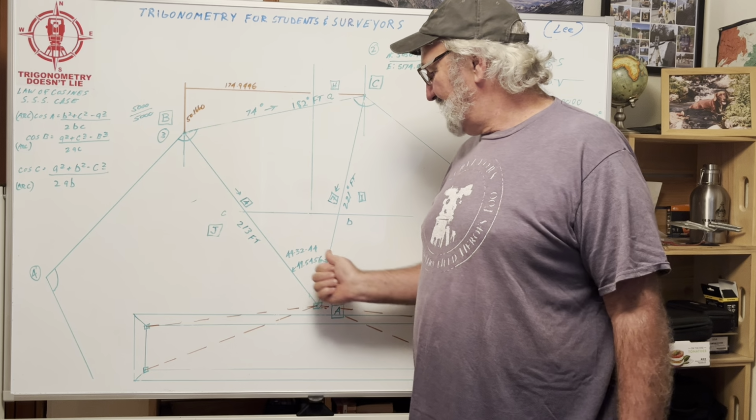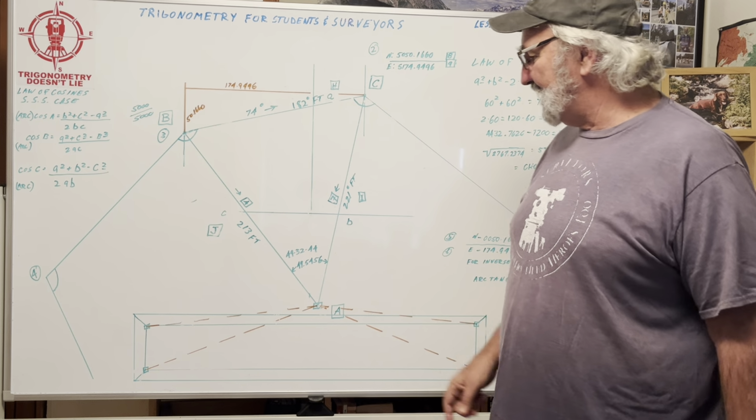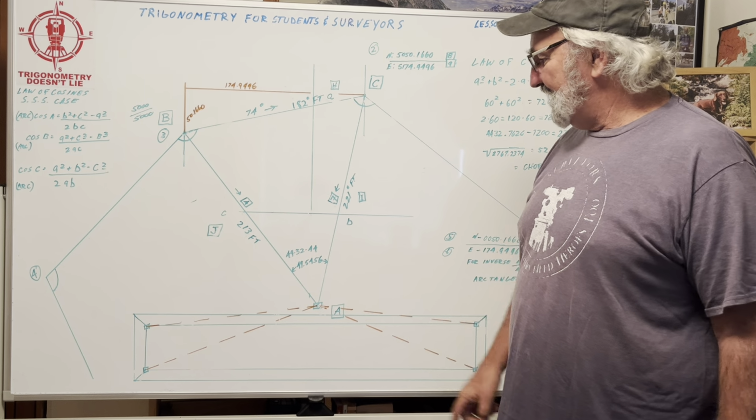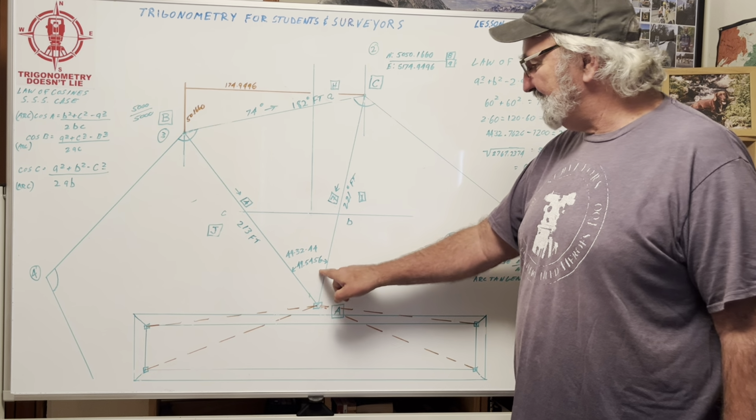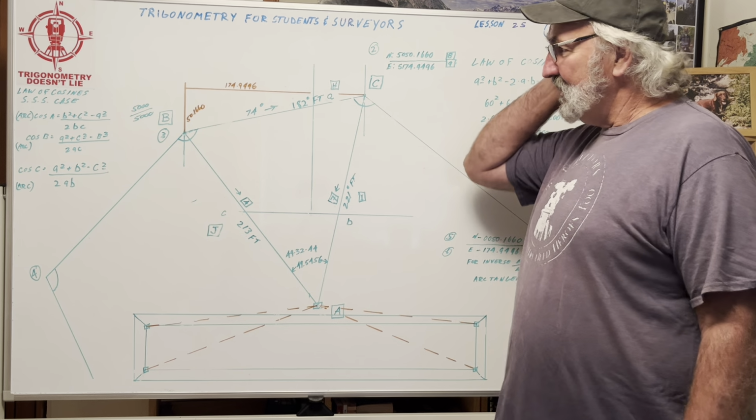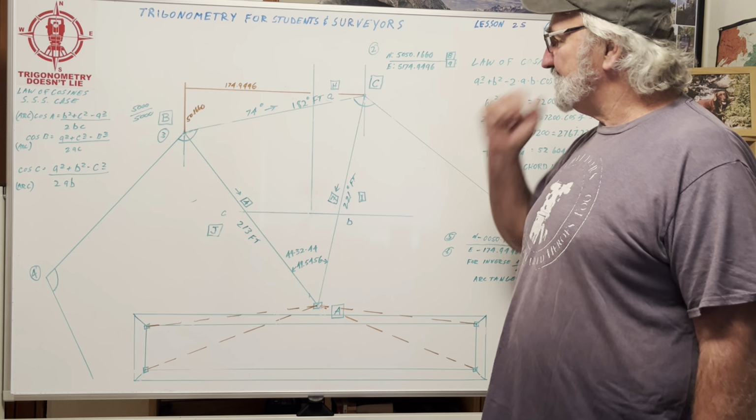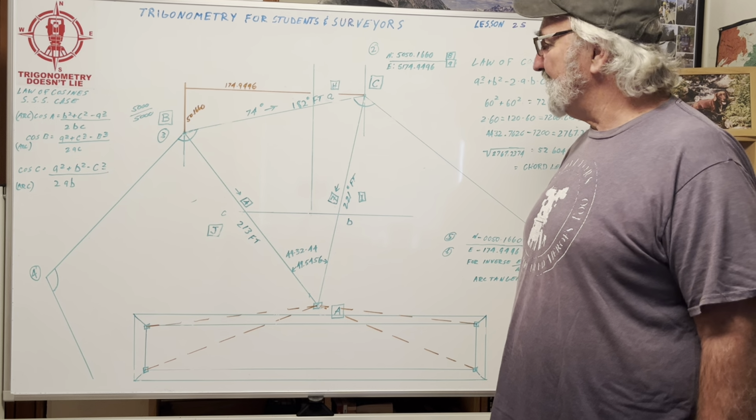So anyways, we ended up with this angle here, 49, 32, 44. That's your degrees, minutes, seconds, or decimal degrees is 49, 54, 56. And so that's what we have here.